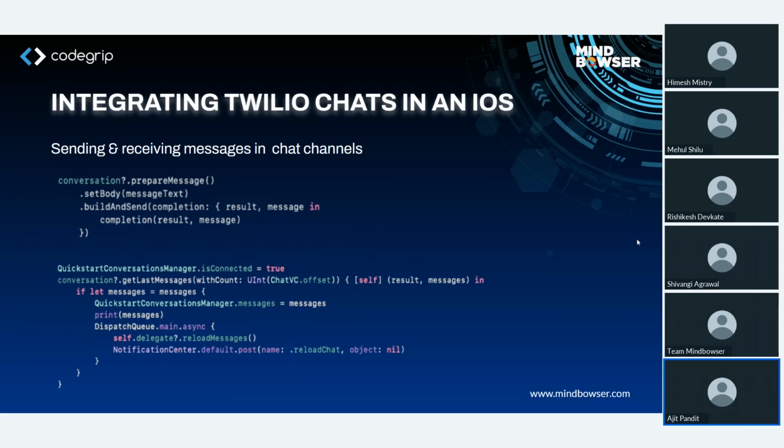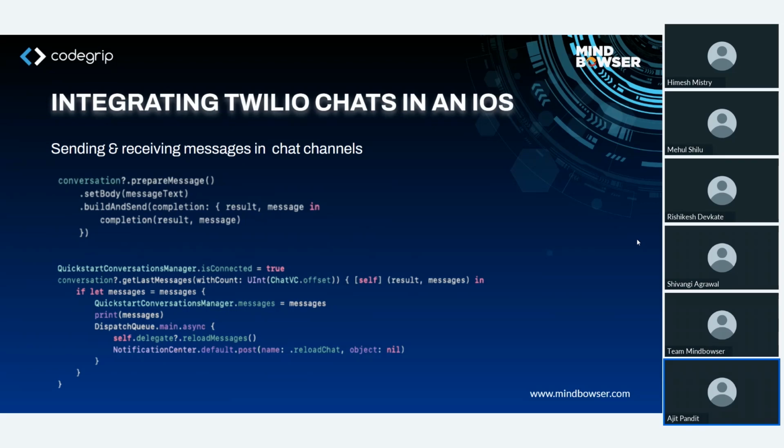To send a message in the channel, you can call the send message method on the TCH message object, passing it the text of the message as a string. This method takes a completion handler that will be called when the message is sent. If the operation is successful, you can perform actions within the channel, such as displaying the message in the user interface.